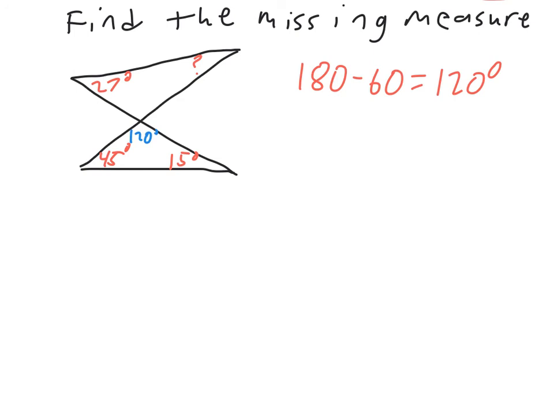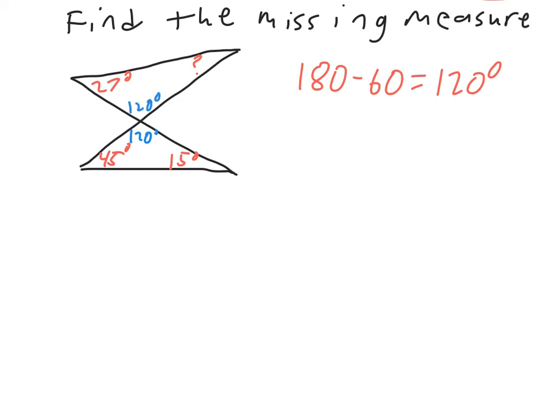We also know that this line right here is intersecting this line right here, meaning this angle and this angle are vertical angles. And if they're vertical angles, that means these two angles are congruent. So this angle over here is also 120 degrees.